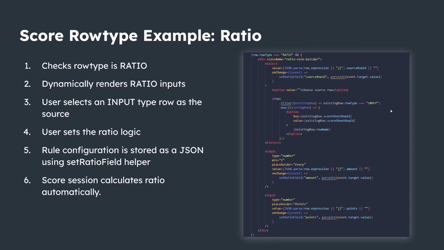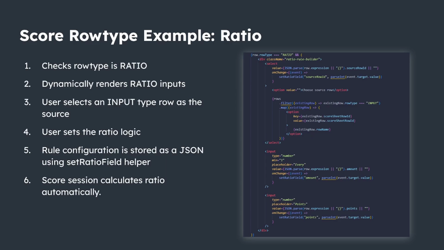So let's look a little bit more in depth at what that scoring looks like. This is going to be the build side of the row type of ratio. So when a user selects ratio as the type, it's going to find that and display this ratio rule builder. That allows it to dynamically render those inputs. And so the first one is going to be that select, that's that drop down menu there. It's going to pull from the JSON the source row ID and update it to whatever the row selected is. We show the rows by filtering them down to the type of input and then mapping those options so that you can select one.